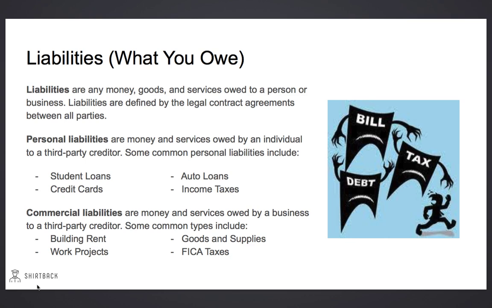Personal liabilities are money and services that are owed by an individual to a third-party creditor. Some common personal liabilities include student loans, credit cards, auto loans, and income taxes. Commercial liabilities are the money and services owed by a business to a third-party creditor. Some common commercial liabilities include building rent, goods and supplies, work projects, or FICA taxes.